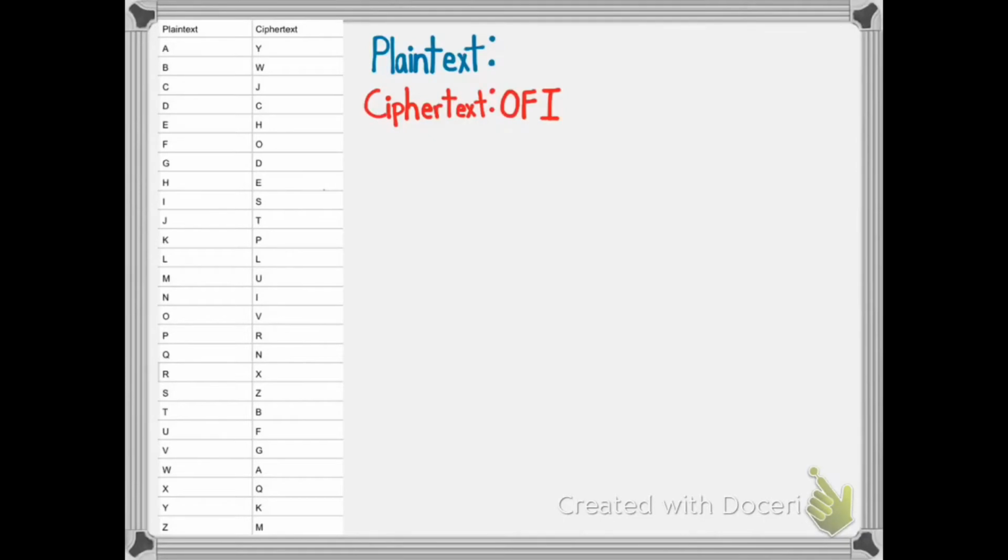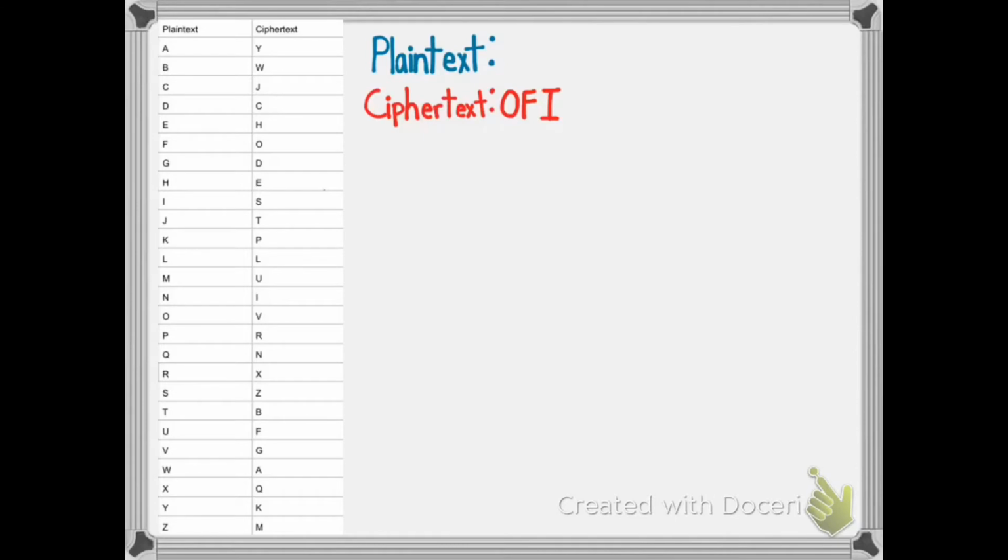Let's start by talking about the words plain text and ciphertext. Plain text is any word that you can read, like hello. Ciphertext is a word that has been encoded. A word in ciphertext often does not look like a word that you would normally see. Now let's do a problem together. I have given you a key and a word that has been encoded.